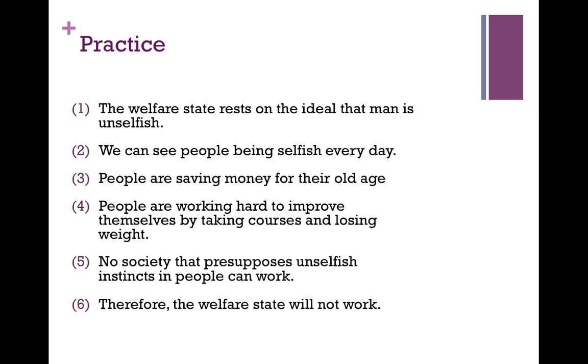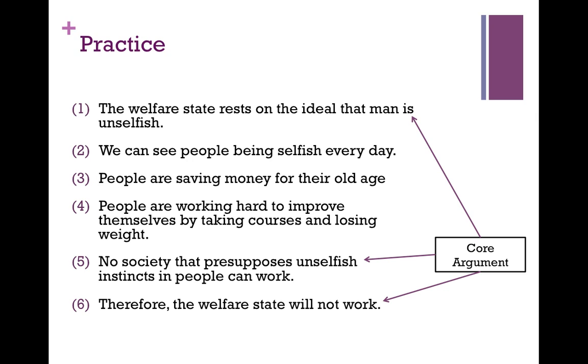Now look at this argument again, and you might be a little bit confused by it because we've just listed these propositions basically in the order that they were given to us. And to me, this argument seems a little bit jumbled. I would say that the core of the argument is really 1, 5, and 6. For a moment, just ignore 2, 3, and 4. Just don't put them out of your line of sight, and read along with me. Number 1, the welfare state rests on the ideal that man is unselfish. Premise 5, no society that presupposes unselfish instincts in people can work. Therefore, the welfare state will not work.